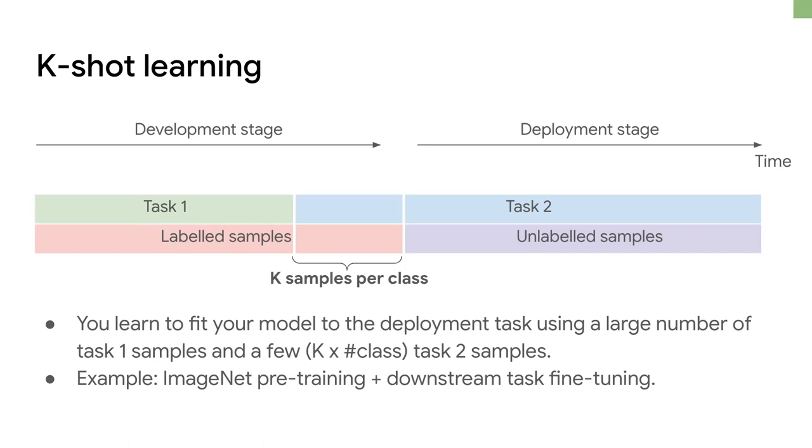So now there's k-shot learning, which is more realistic in many cases, because now you have k different samples per class for your task during development. But of course, when the k is smaller, it's harder. And people also say one-shot learning or two-shot learning to indicate that we are solving a very hard problem. The example is you do ImageNet pre-training, and then you do downstream fine-tuning based on the k samples per class.